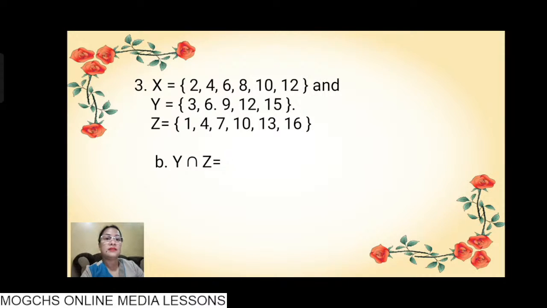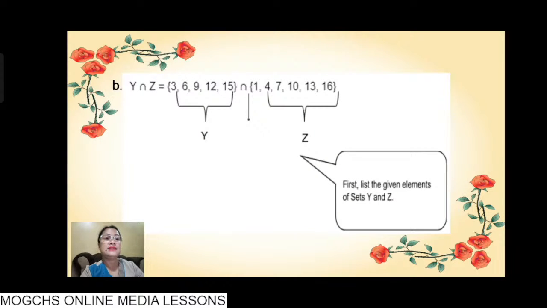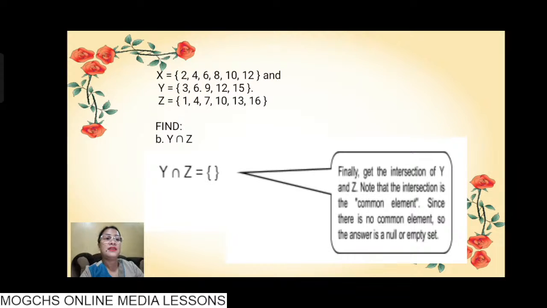Another problem is to get the intersection for sets Y and Z. First, list the given elements of sets Y and Z. Finally, get the intersection of Y and Z. Note that the intersection is the common elements. Since there is no common element, the answer is a null or empty set.